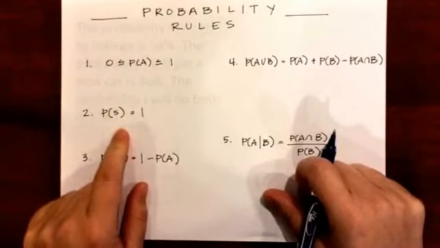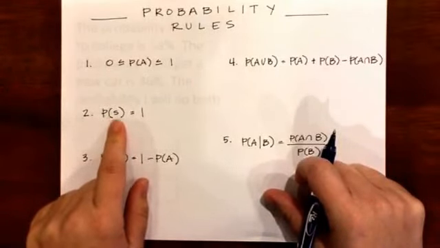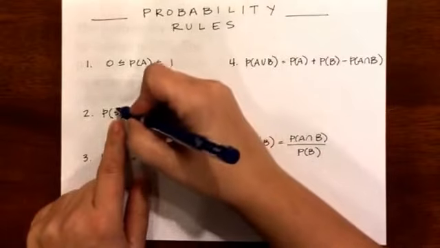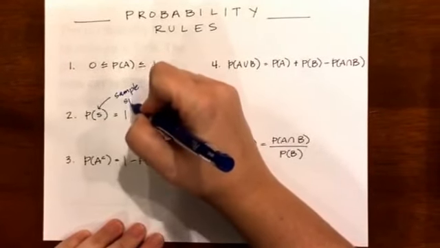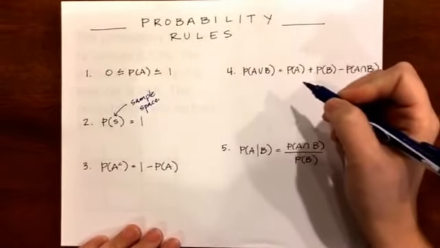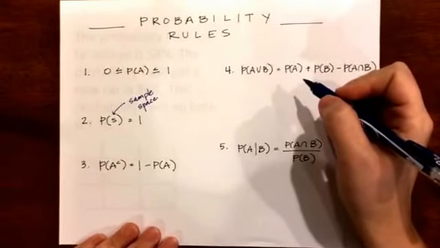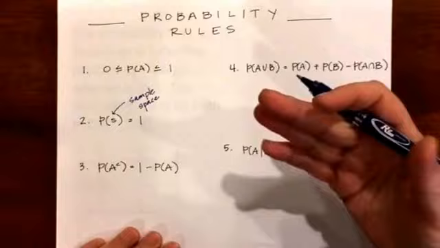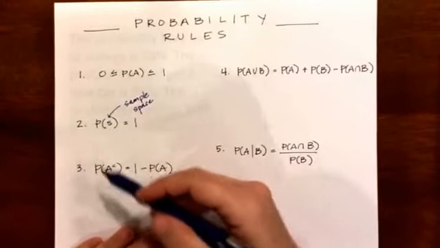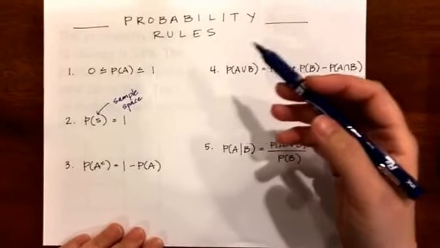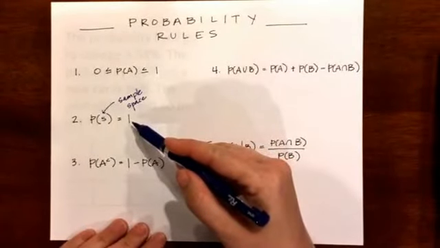Hence the video. Okay, so number 2 says the probability of S. S means sample space. And a sample space is a listing of all the outcomes of that event or whatever is occurring. And if you were to add up all the probabilities of that sample space, like rolling a die, they have to add up to 1.